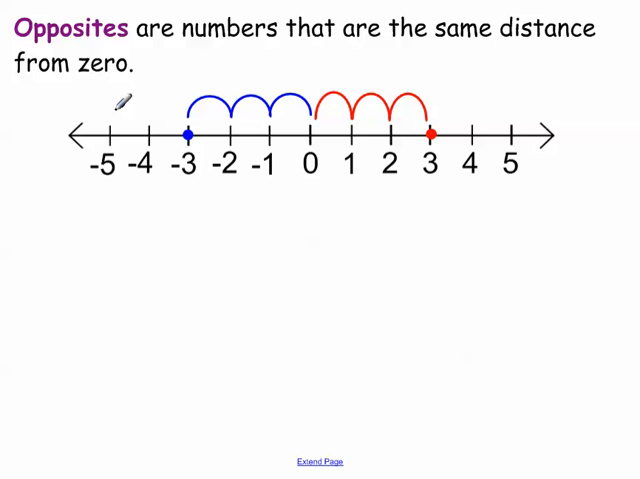So on your notes page, I want you to go ahead and write this definition. Opposites are numbers that are the same distance from zero. So if you look at this, I have on my number line -3. The opposite of -3 would be +3 because they are both 3 spaces away from 0. So -3's opposite is 3. Okay?